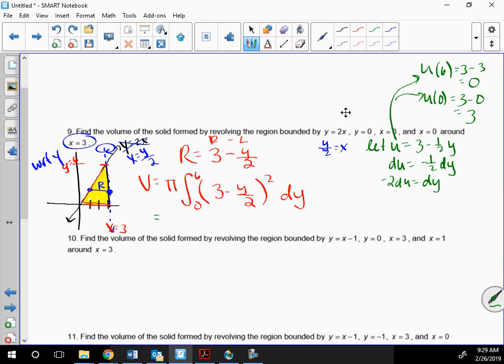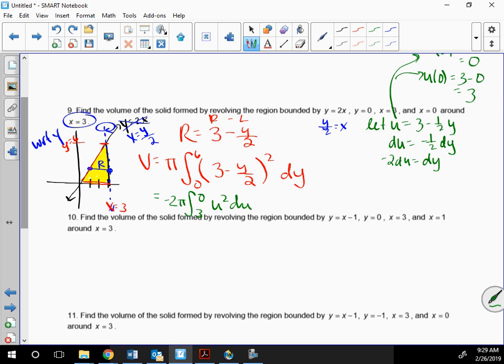So I'm going to change it to be in terms of u. So I still have that pi. My bounds need to be in terms of u, so instead of 0 to 6, we're going 3 to 0. This becomes u, and dy we said was -2 du. I'm going to throw that in front. So now it's actually not too bad. I feel like that'd be better than FOILing it out and dealing with the fractions. It's not too bad.